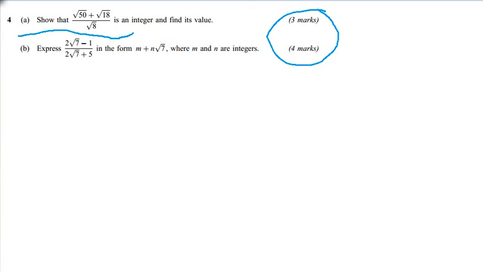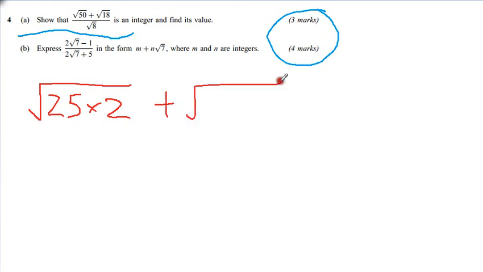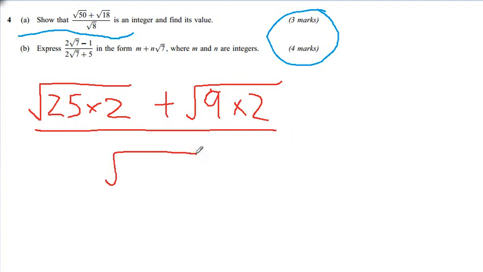So let's start simplifying these things straight away. All right, so we've got root 50. Root 50 can go down into square numbers by saying root of 25 times 2, because obviously 25 is a square number, plus the root of 18, which is 9 times 2, over the root of 4 times 2, because 4 is a square number. It's worth saying it's not always 2 in this situation. It does happen to be in this question, but it's not always 2. So let's bear that in mind.